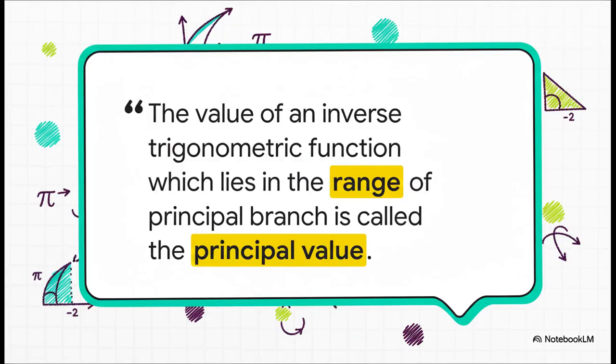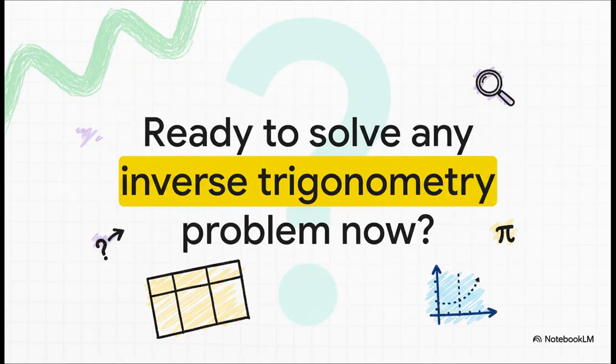My dear Bacho, if you remember nothing else from our session today, just remember this one sentence. The key to getting full marks in these questions is just checking if your final angle is in the correct range from that magic table. That's it. That's the whole game. And that's it. You are now completely ready to solve any principal value question that comes your way.